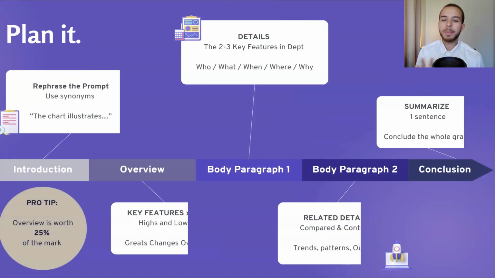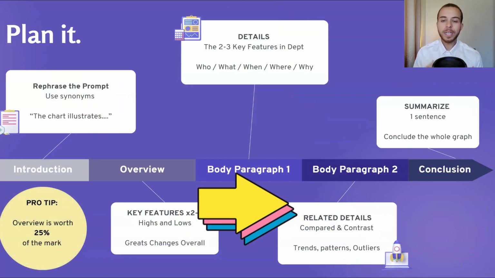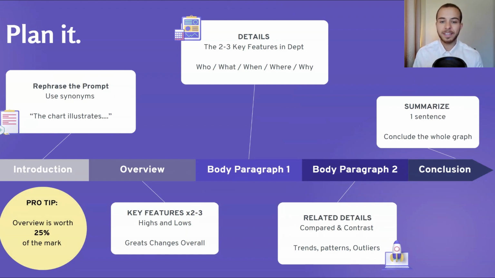Good. Body paragraph 2, you can go into the related details. Compare and contrast the increasing and decreasing countries. So we're looking at overall trends, patterns, and outliers. What is an outlier? An outlier is one point on the graph that doesn't follow the trend.